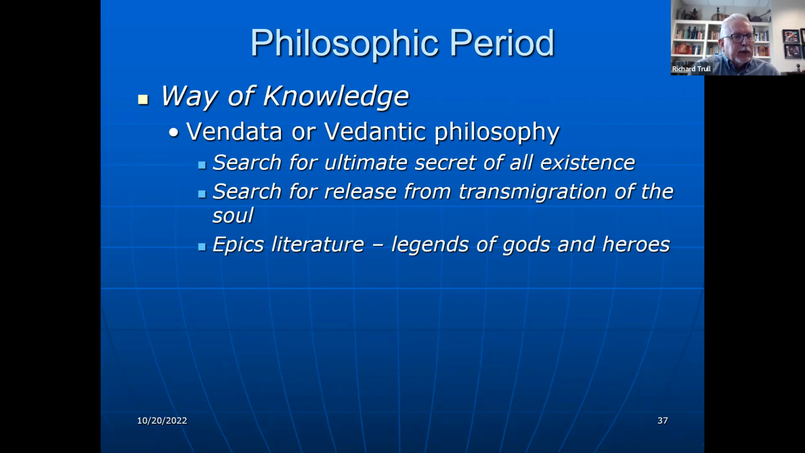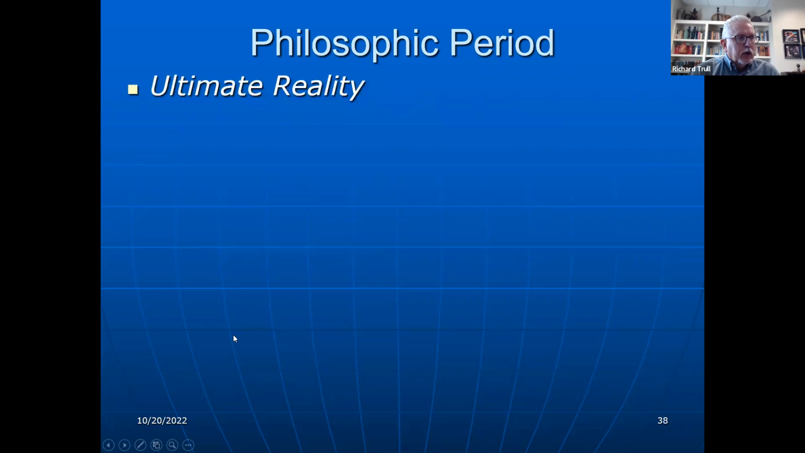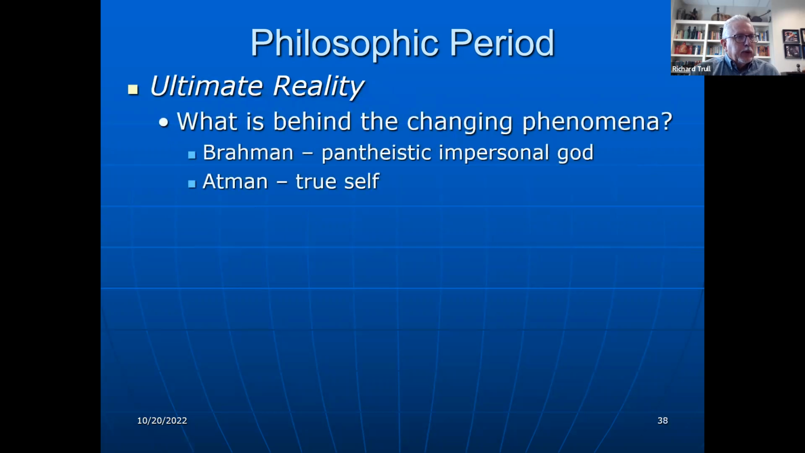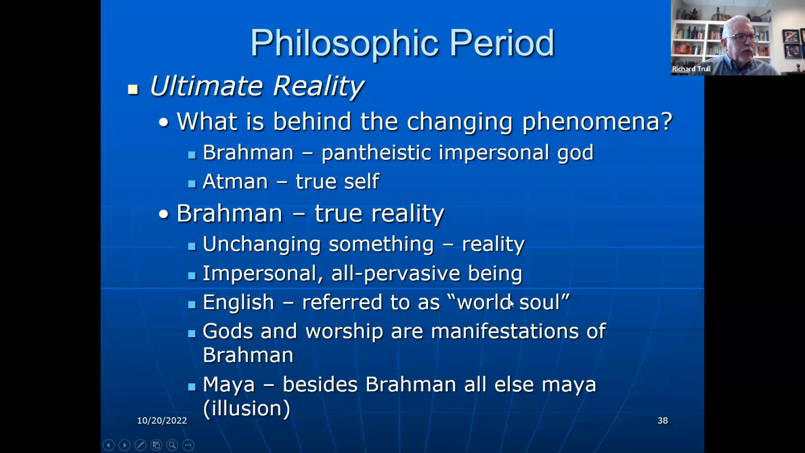They have epic literature, legends of the gods and heroes in their literature. So those are all part of it. But most importantly is the ultimate reality. What's behind the changing phenomena? And that is Brahman, that pantheistic impersonal God, and Atman, the true self, or we might say soul, from our Western perspective. Brahman is the unchanging reality.